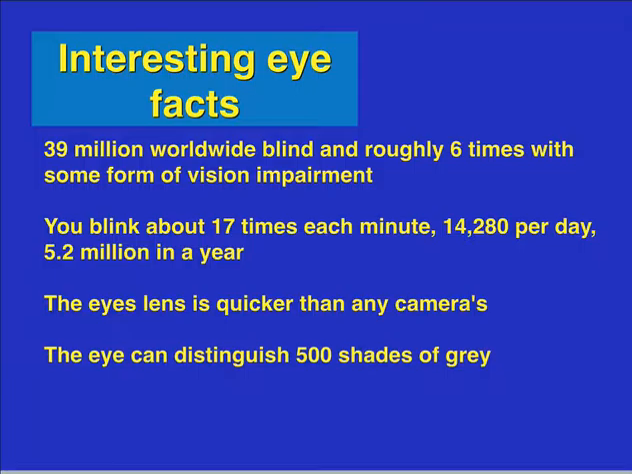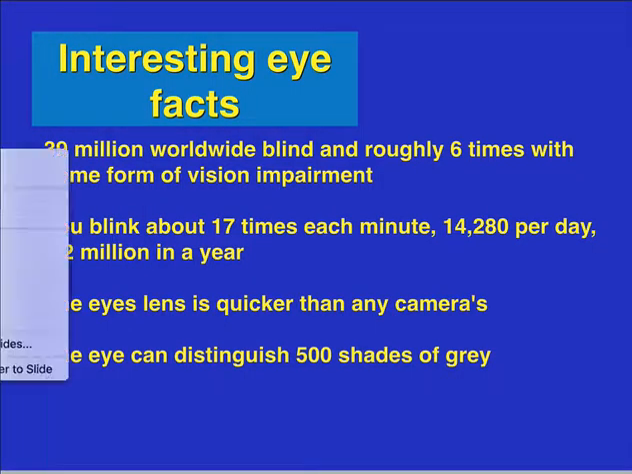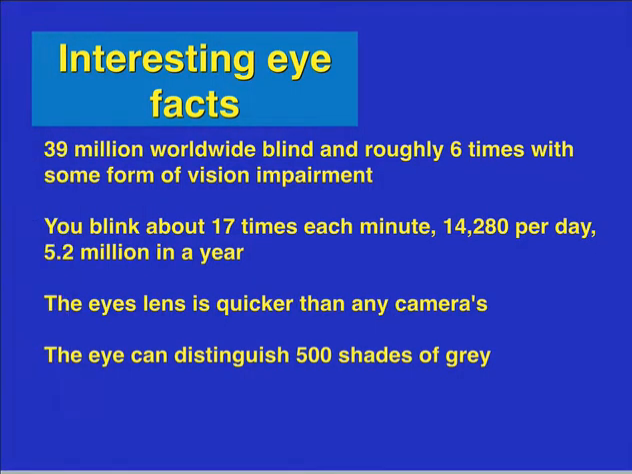So just a few interesting eye facts. 39 million people worldwide are blind, roughly 6 times with some form of vision impairment. You blink about 17 times each minute, about 5.2 million times in a year. The eye lens is quicker than any camera. The eye can distinguish up to 500 shades of gray.